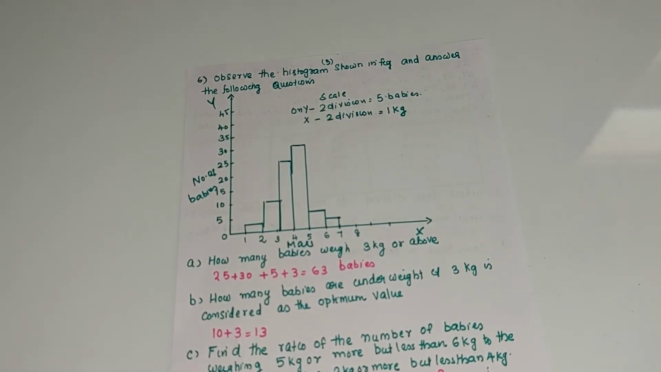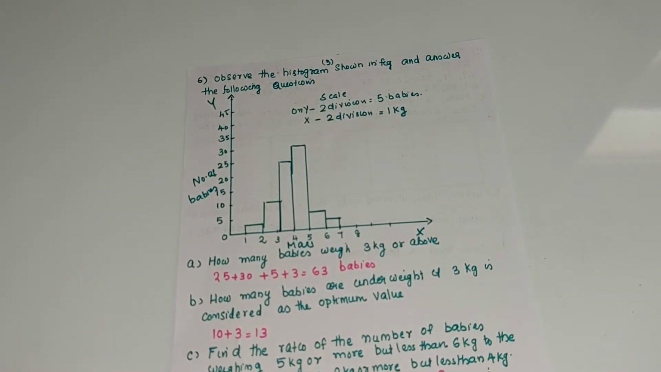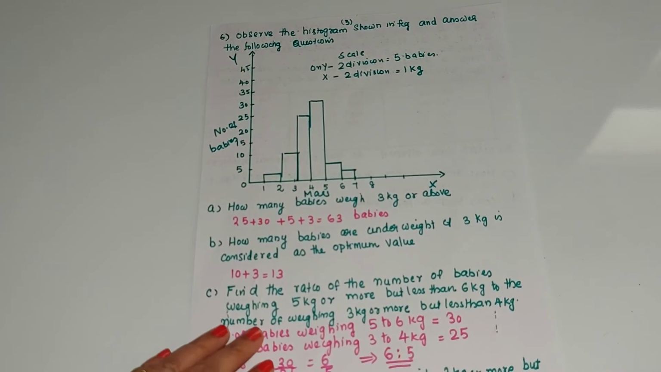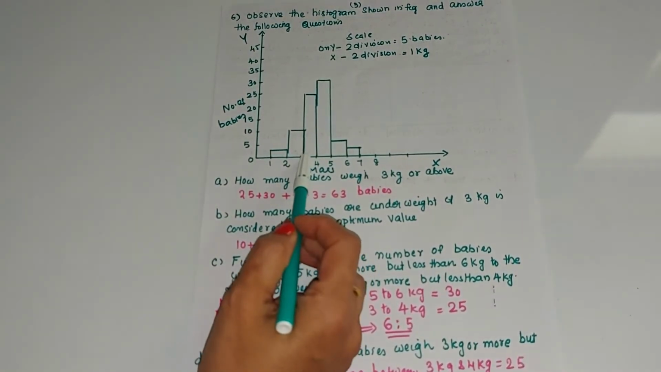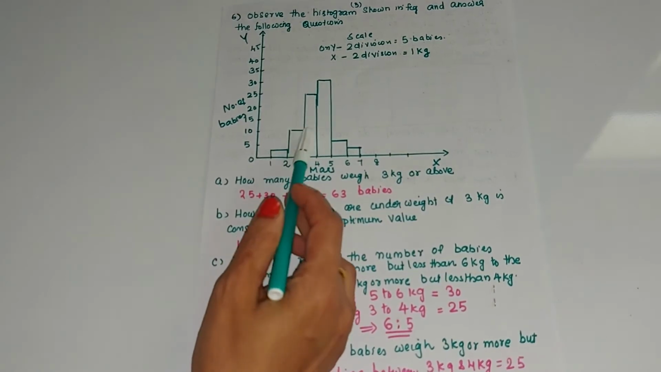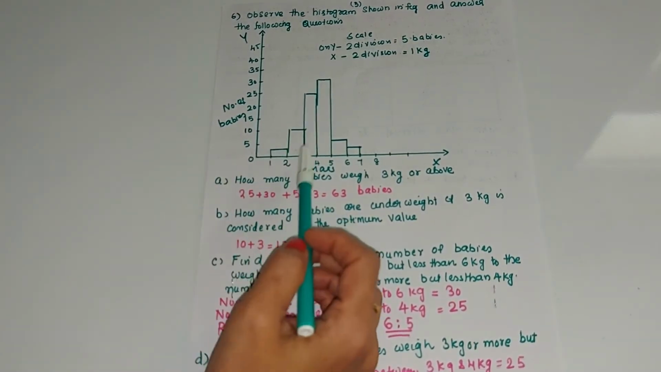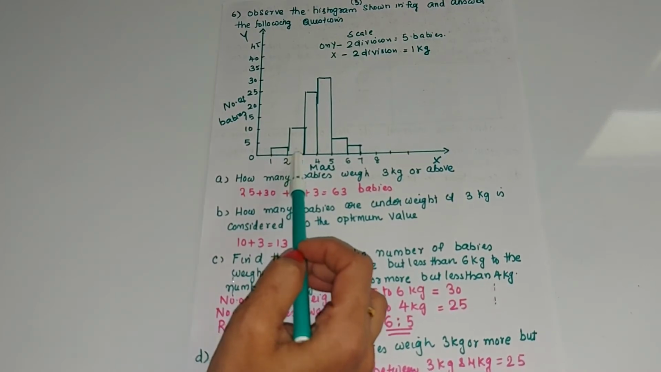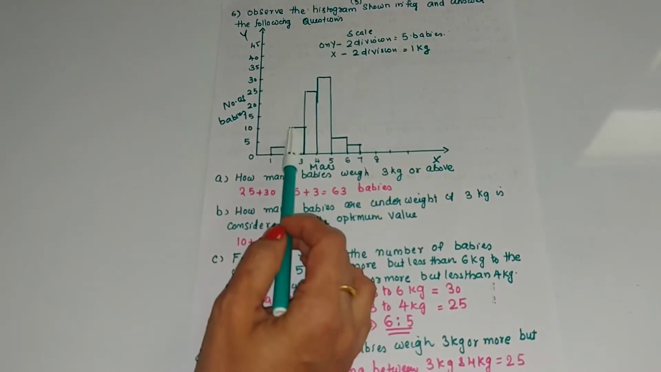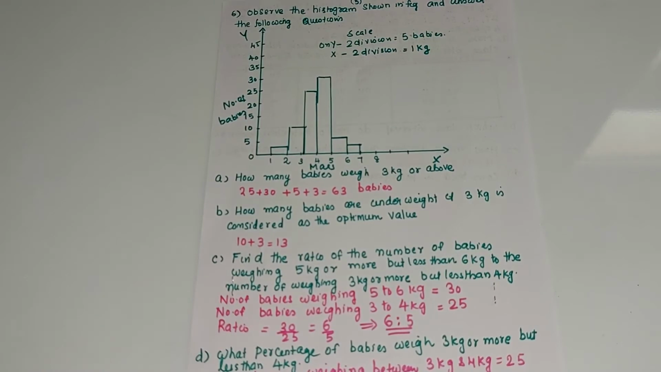Now how many babies are underweight if 3 kilos is considered as the optimum value? That means you check here, less than 3. So how many babies? Between 1 and 2 there are 3 babies, and between 2 and 3 there are 10 babies. You add 10 plus 3 equal to 13 babies.